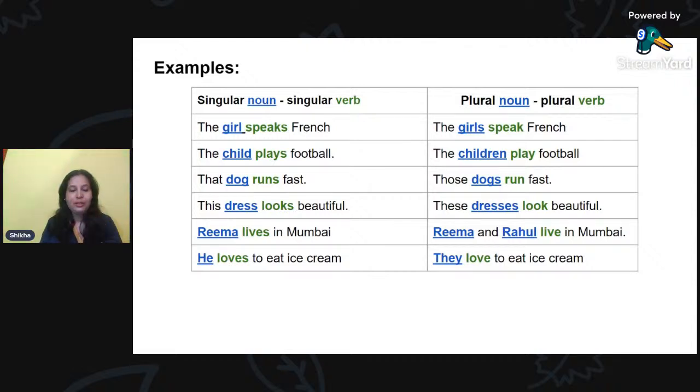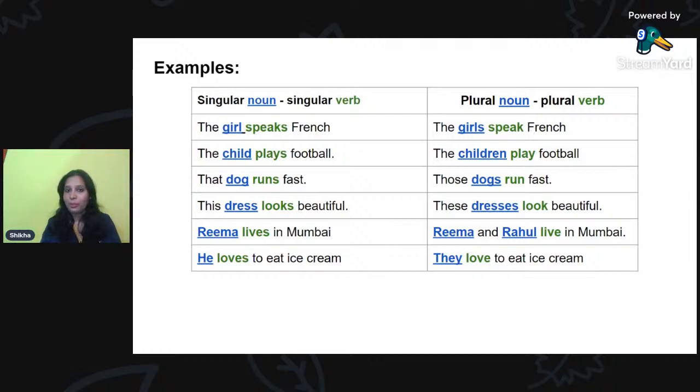If you see on the left hand side, I have written the girl speaks French. See here, the girl means one girl, speaks French, right? So here our subject is singular and hence our verb is also singular. Here I have written the same sentence in plural form, the girls speak French. That means more than one girl speak French.